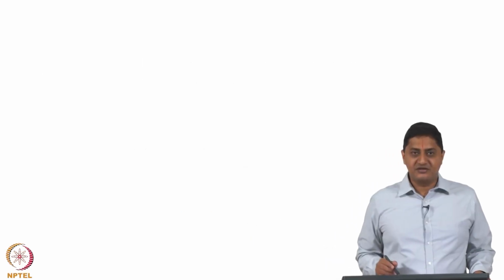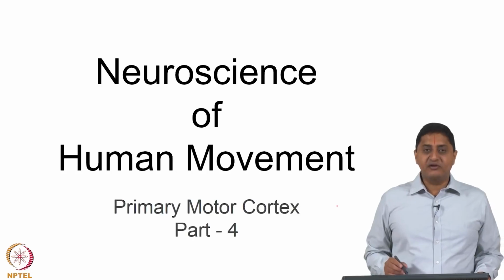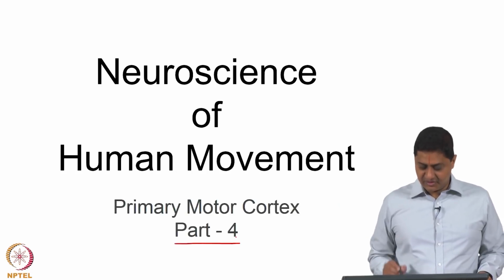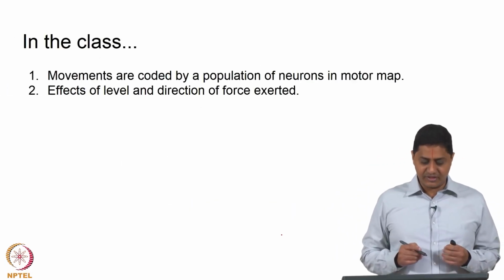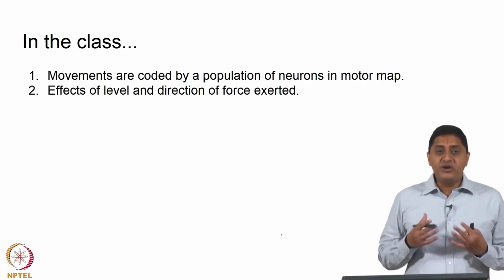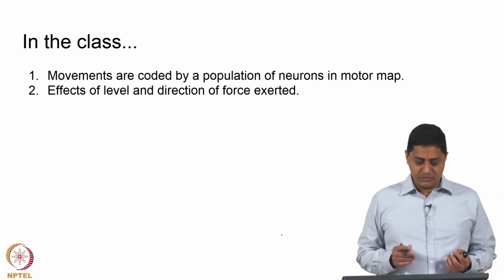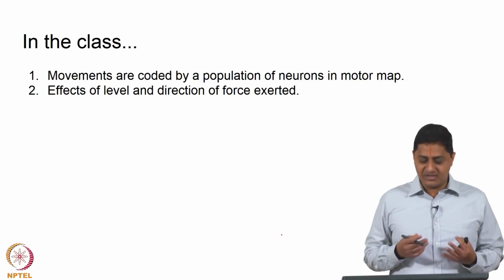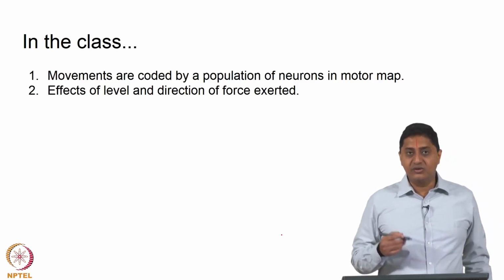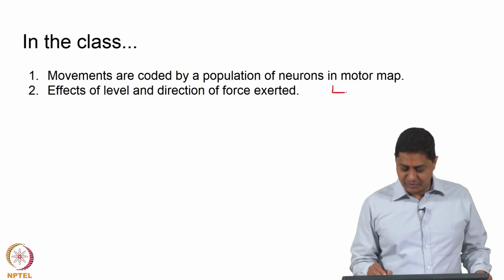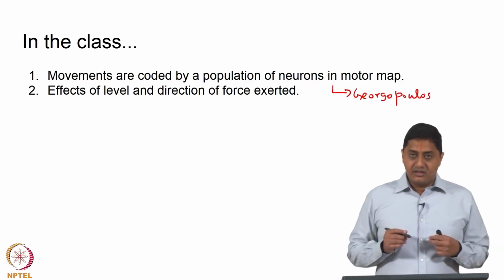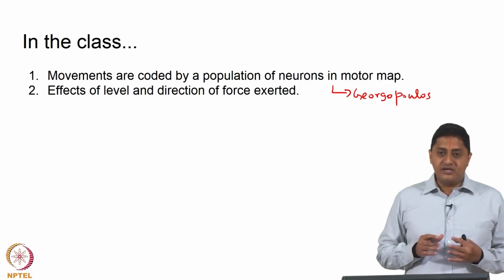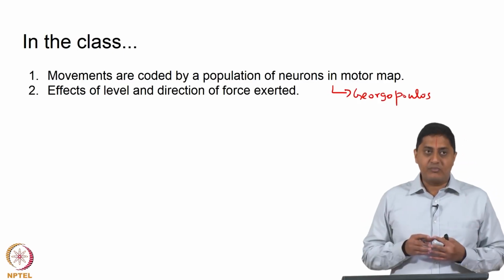So, welcome to this class on Neuroscience of Human Movement. This is part 4 of the class on primary motor cortex. In today's class we will be talking about how populations of neurons contribute to activity or movements, in particular the work of Georgopoulos, where he showed that movement direction was encoded in a group or in a population of neurons.